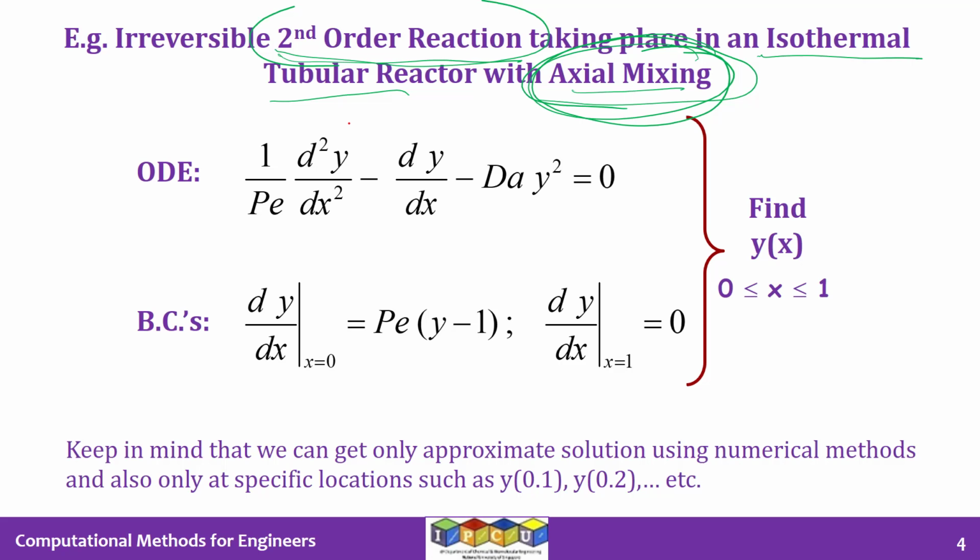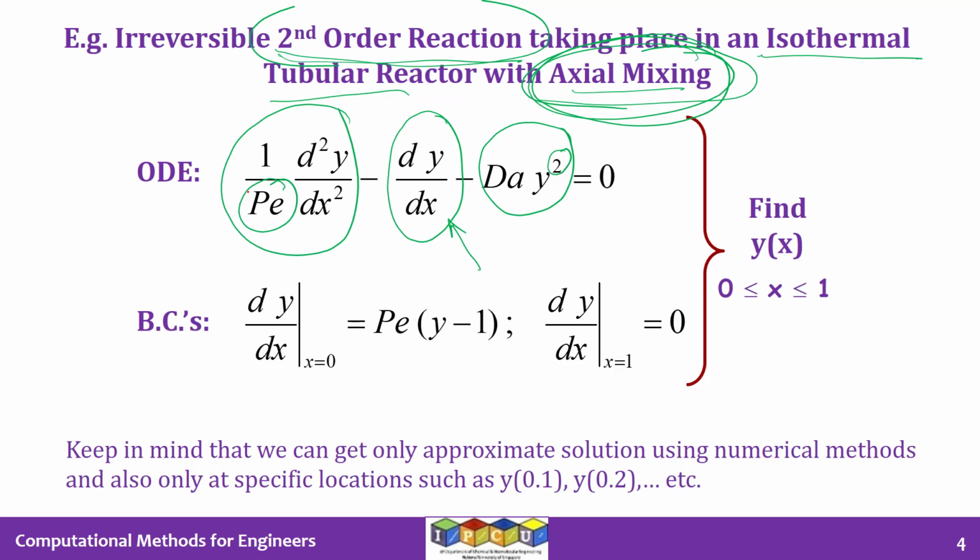So the diffusion is quantified by this term. The convective flow is modeled by this term. And then the reaction is modeled by this term. Since it's a second order reaction, you have this Da y squared. This Peclet number relates to the diffusion. This Da is called the Damkohler number, which relates to the reaction. So these are things you will learn in either a fluid mechanics course or a heat transfer course or a reaction engineering course. In any case, if you have a second order reaction taking place in an isothermal tubular reactor with axial mixing, you do the mass balance equation, you will get this ODE.